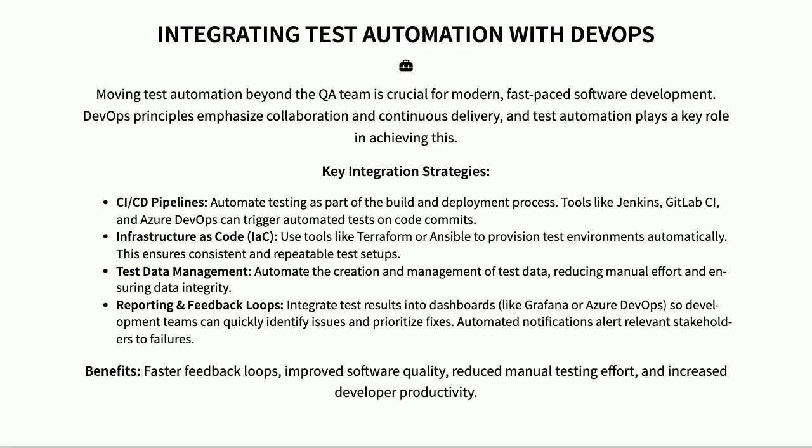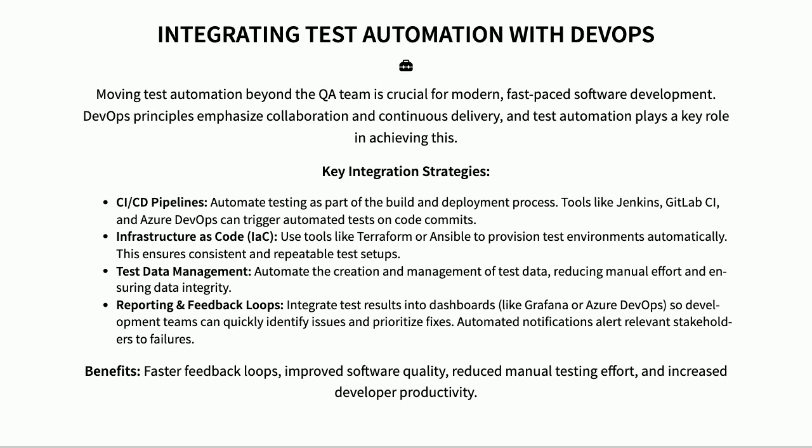Okay, let's talk about how we can really make test automation work hand in hand with DevOps. The core idea is to get test automation into the pipeline, not just at the end. Think of CI/CD pipelines. They're your new best friend. Every time someone commits code, automated tests run automatically as part of the build process.